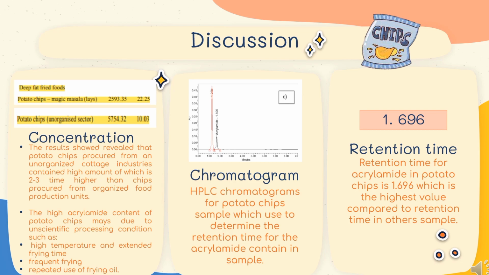So next is the chromatogram. Based on this experiment, HPLC chromatograms for potato chip samples are used to determine the retention time for the acrylamide in the sample. And the last one is the retention time. The retention time obtained is 1.696, which is the highest value compared to other types of snack food that have been used in this experiment.